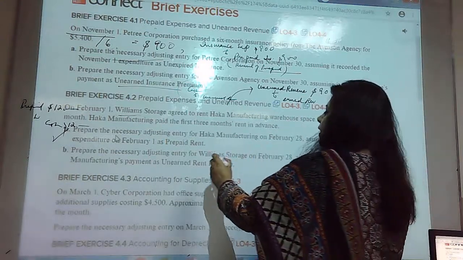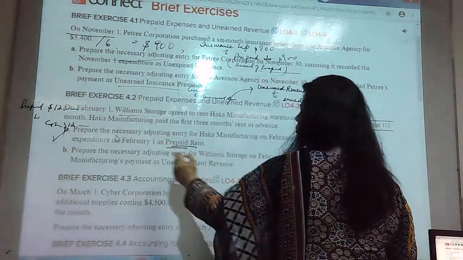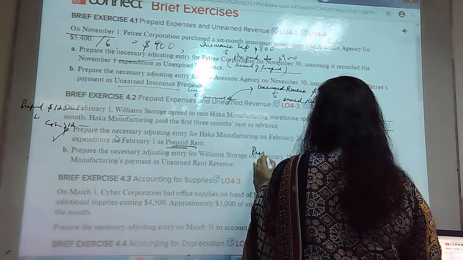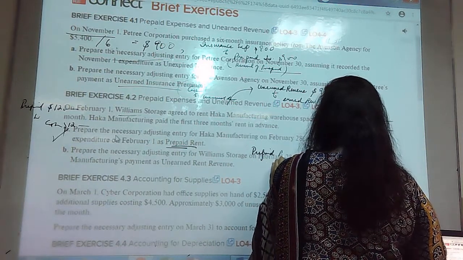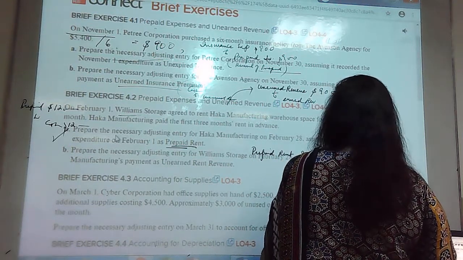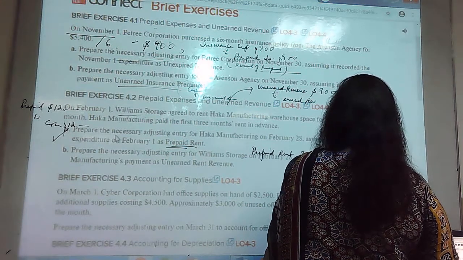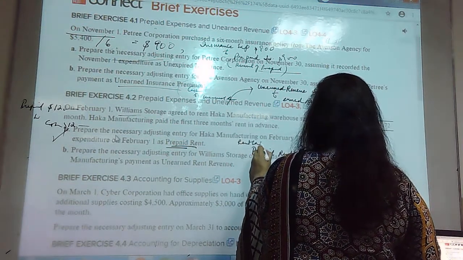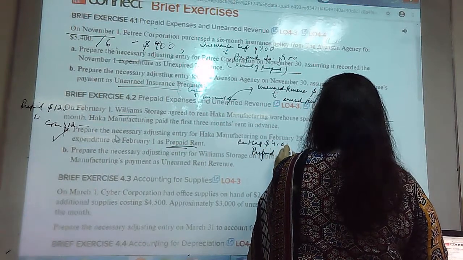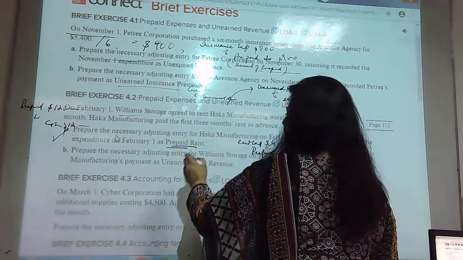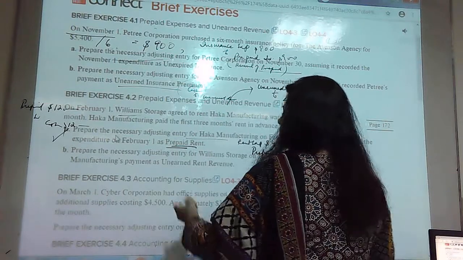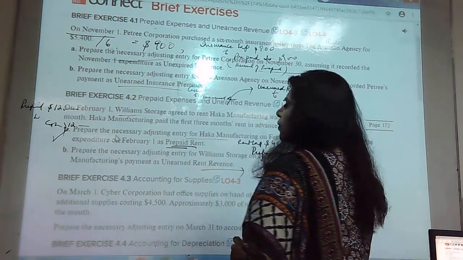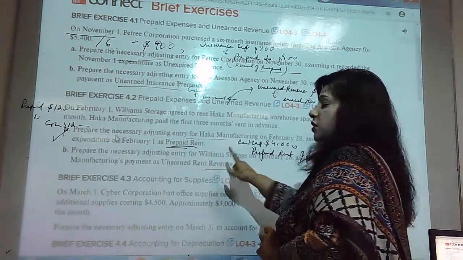So for prepaid rent, you have to make the reversal: prepaid rent for 1 month, $4,000, and rent expense, $4,000. That is from the point of view of Haka. Part B would be from the point of view of the recipient, that was Williams Storage.